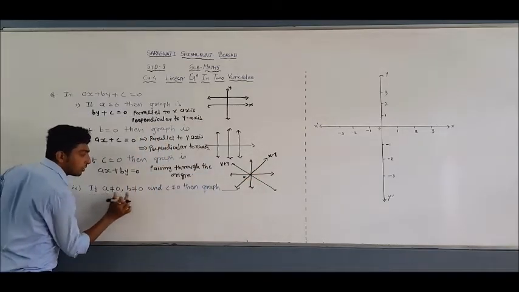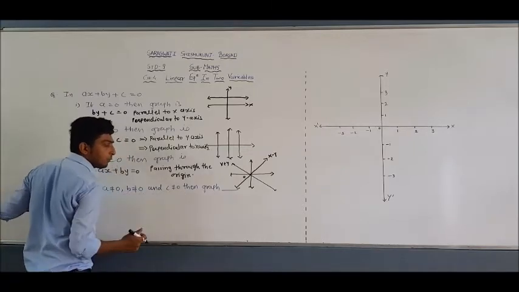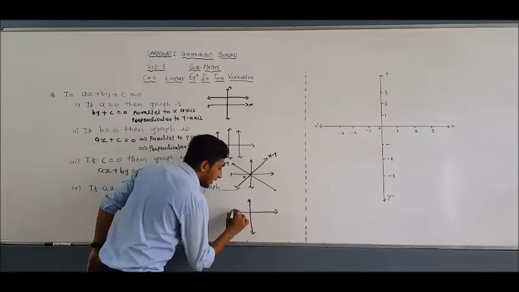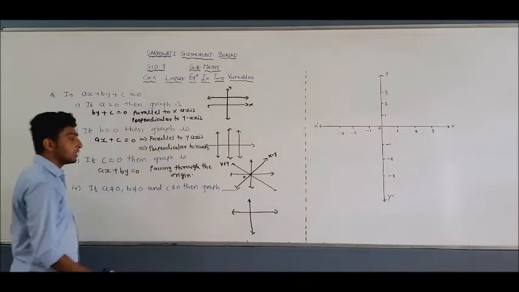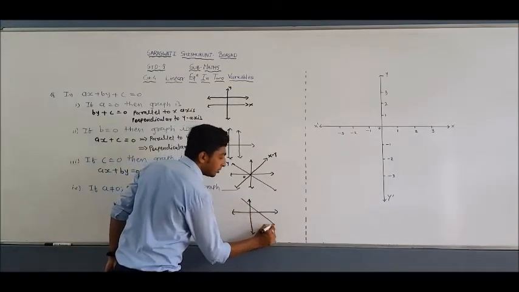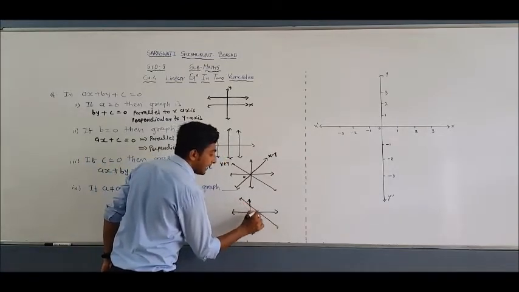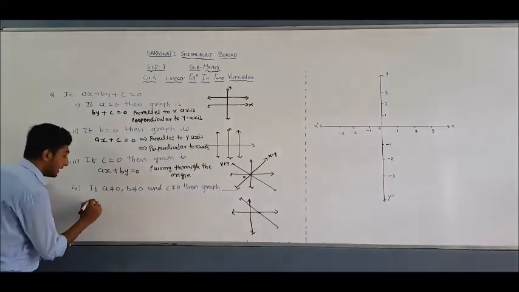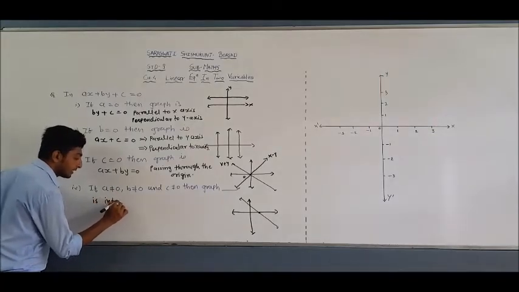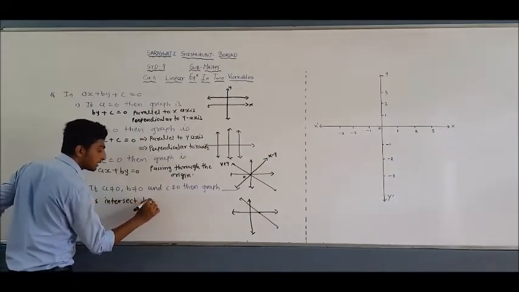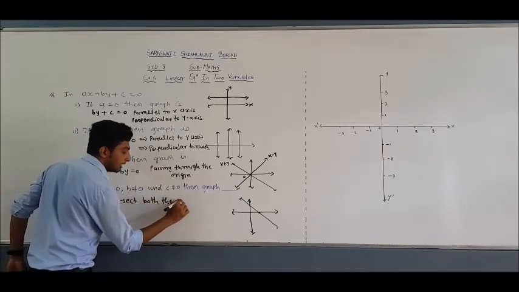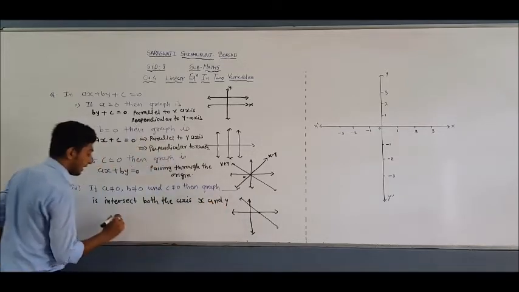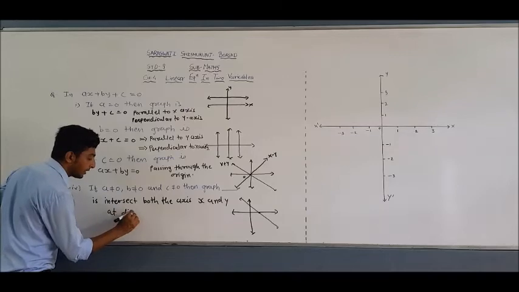Let us see the fourth one. If a is not equal to 0, b is not equal to 0, and c is not equal to 0, then your graph intersects the x and y axes at different points. So the graph intersects both the axes, x and y, at different points.